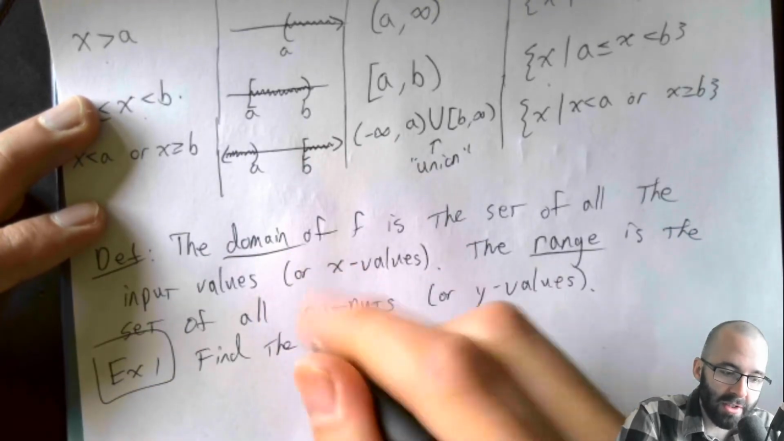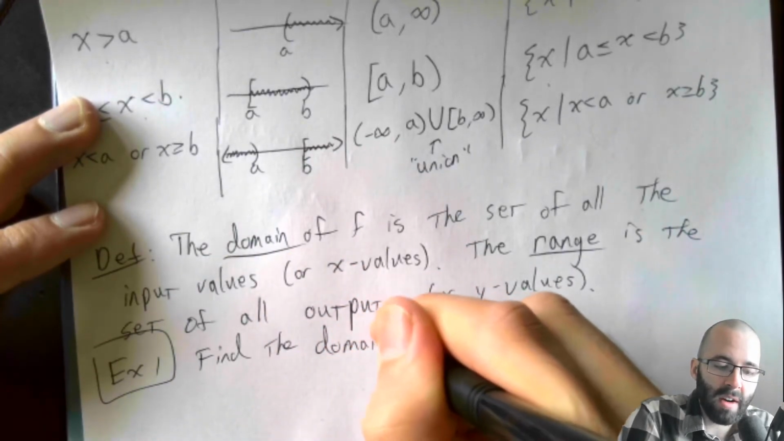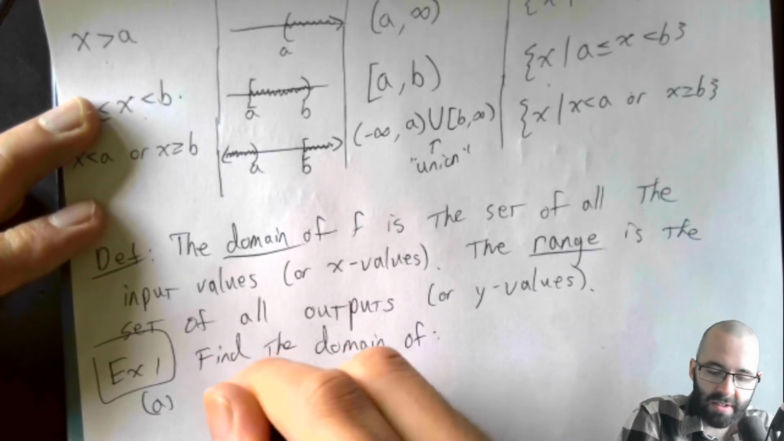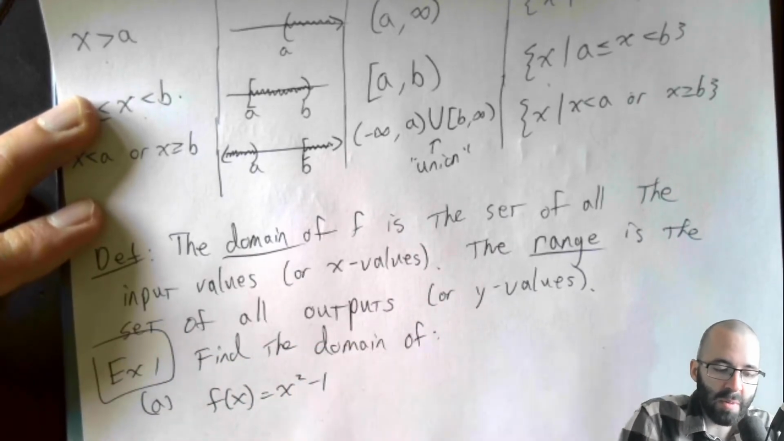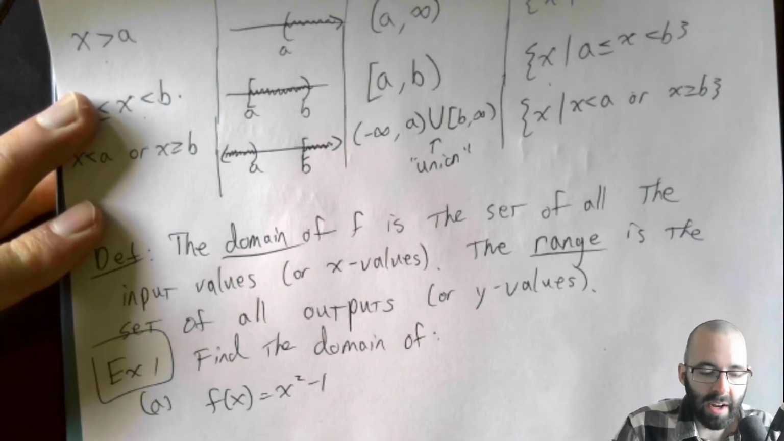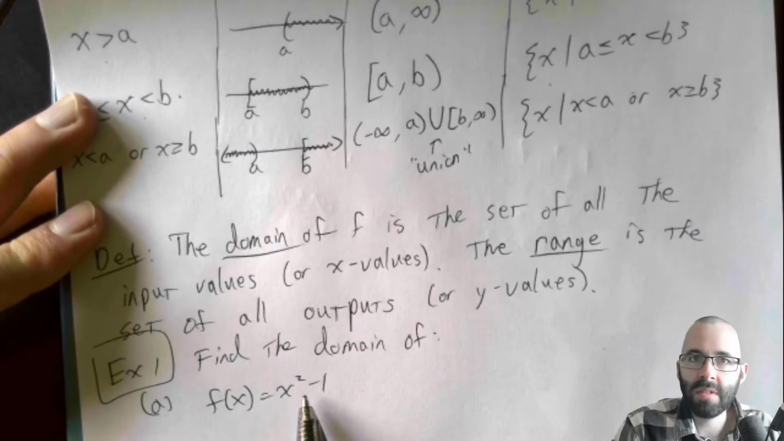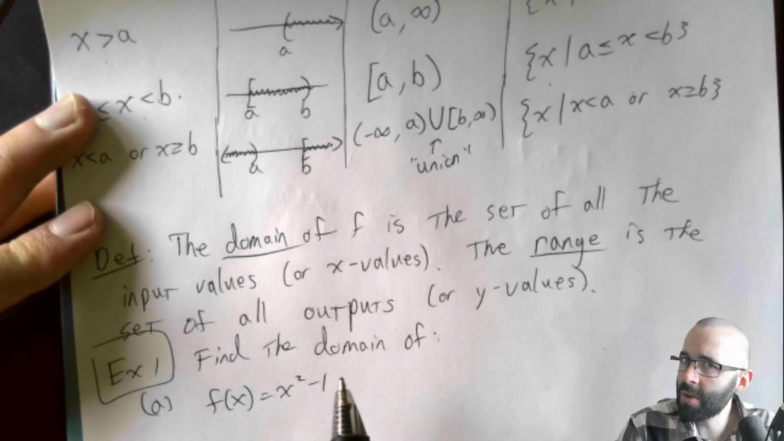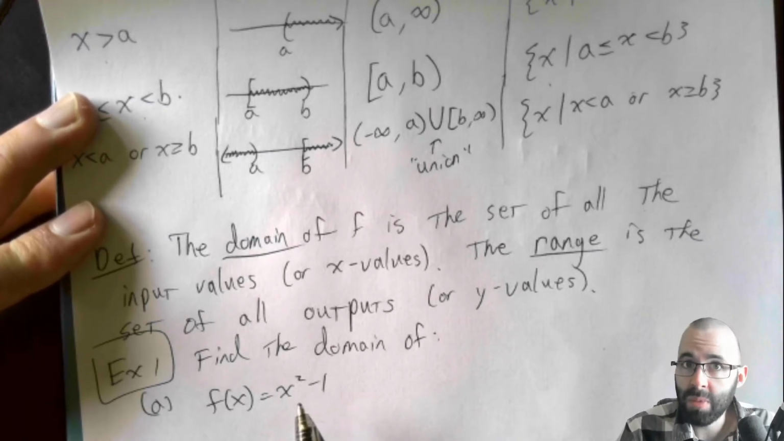Example 1, find the domain. We won't worry about range just yet. Find the domain of the following. Part A, f of x equals x squared minus 1. So domain is just what are all the inputs I can put in here? What numbers can I plug into this function? Usually, it's easier to ask the reverse question. What can I not plug into this function?